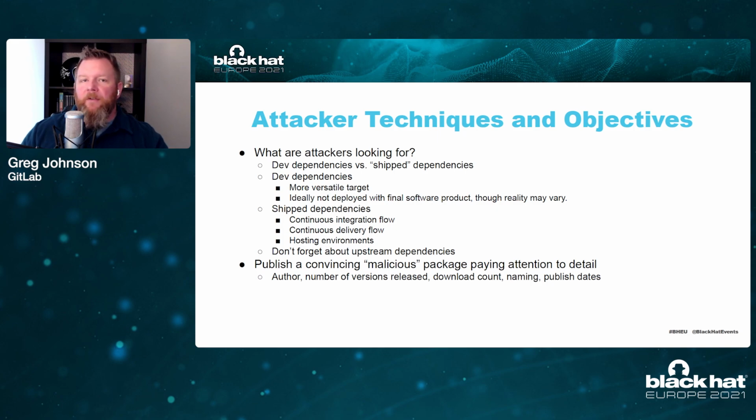There are a lot of details to look for. Author, the number of versions released, download count, naming, publish dates, all of which are typically displayed on a web page related to your dependency, your malicious dependency. Download counts are simply a function of a tar file download or package manager installs. They can be bash scripted to get a closer count. And most of the critical data fields can be manipulated in some way. So keep that in mind.